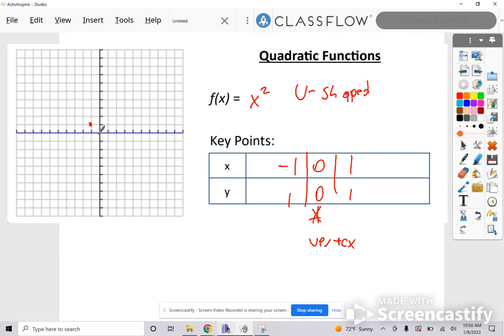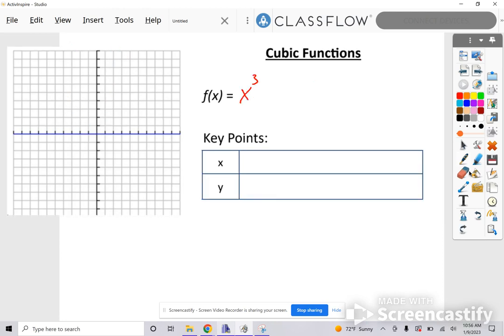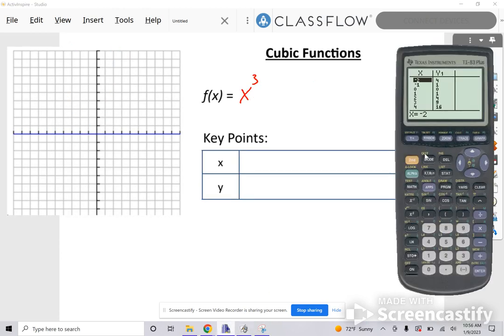So negative 1, 1, 0, 0, 1, 1, and then I get a nice U shape going. Okay. Repeat the same process for cube. Let's go to y equals, clear this out. Now this is where yours is going to look a little different.